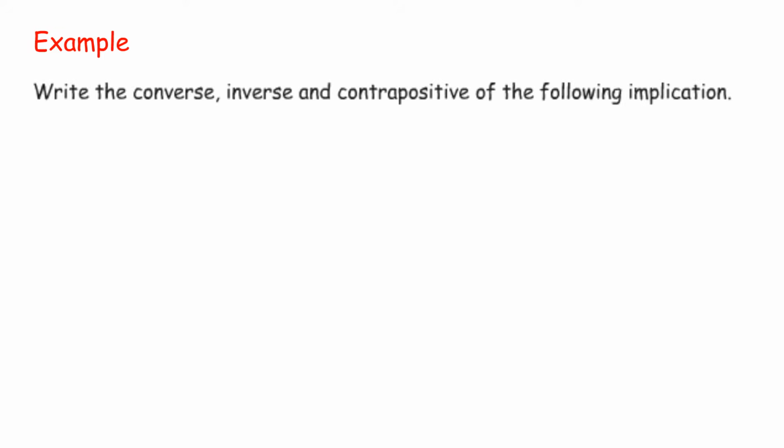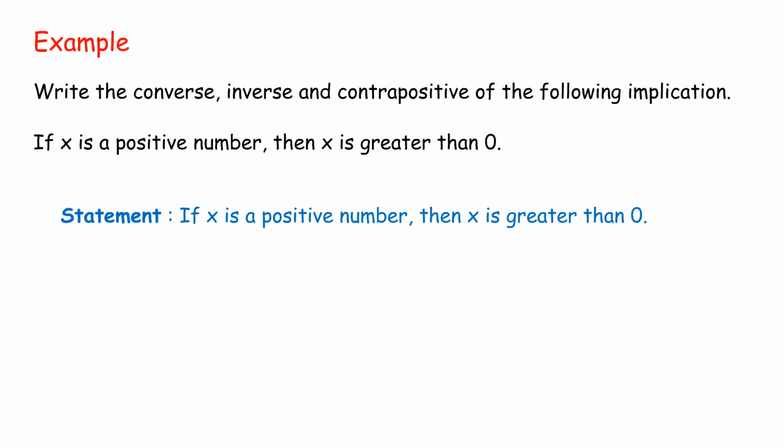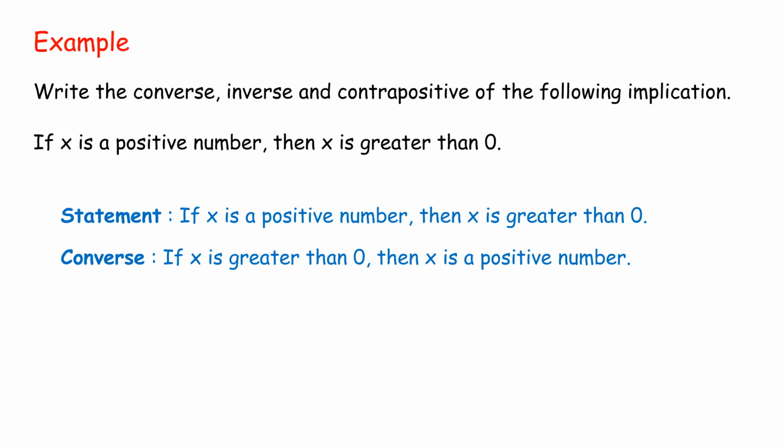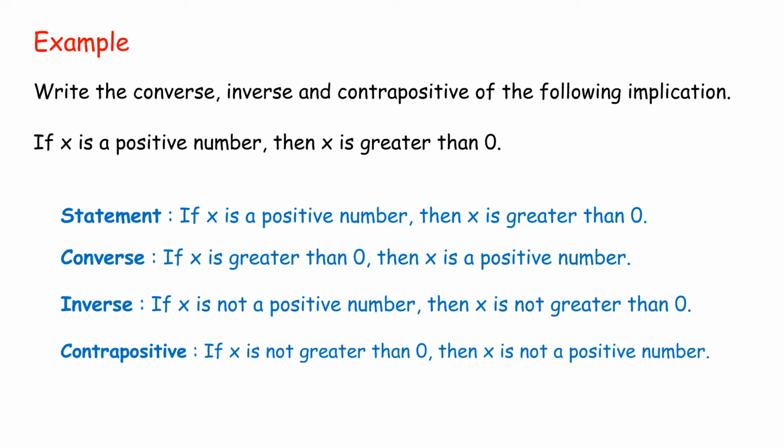Example: write the converse, inverse, and contrapositive of the following implication. If X is a positive number, then X is greater than 0. Statement: if X is a positive number, then X is greater than 0. Converse: if X is greater than 0, then X is a positive number. Inverse: if X is not a positive number, then X is not greater than 0. Contrapositive: if X is not greater than 0, then X is not a positive number.